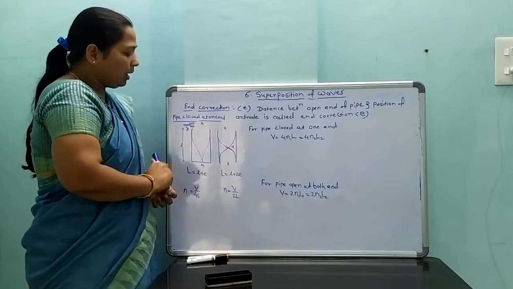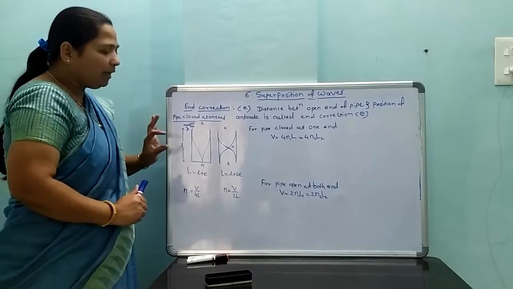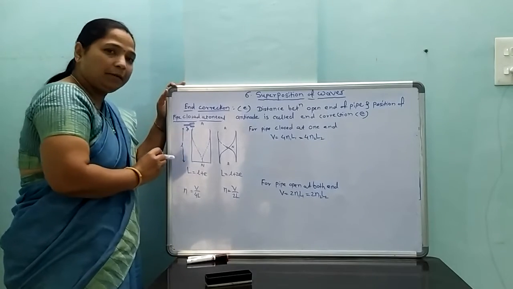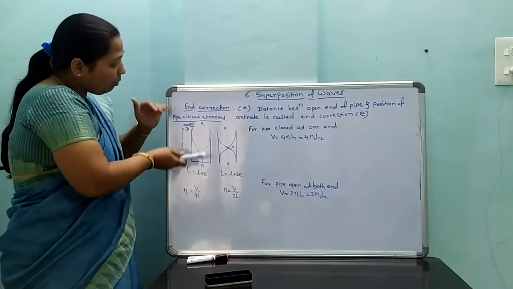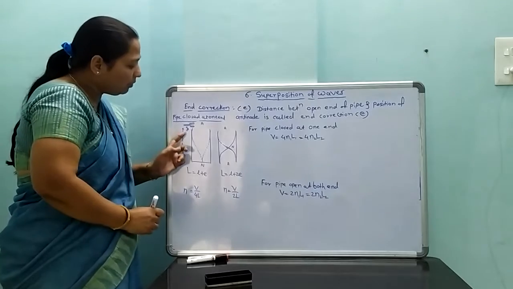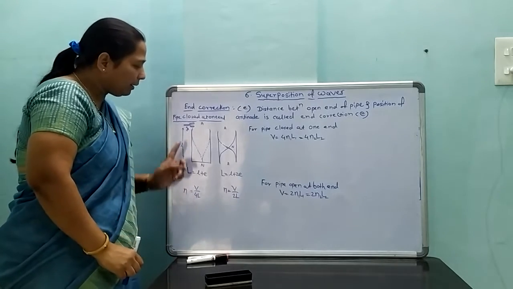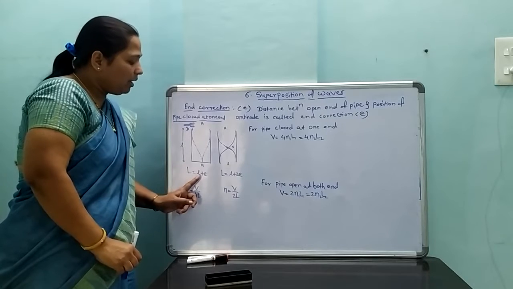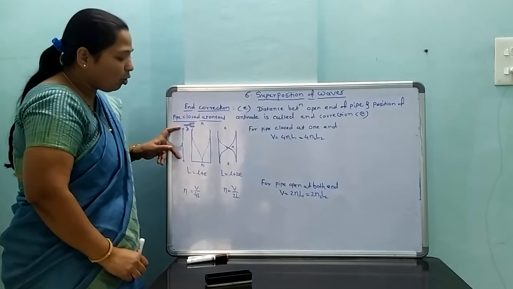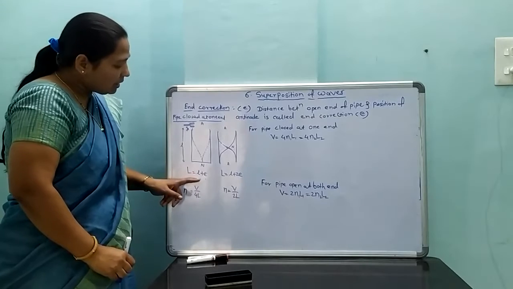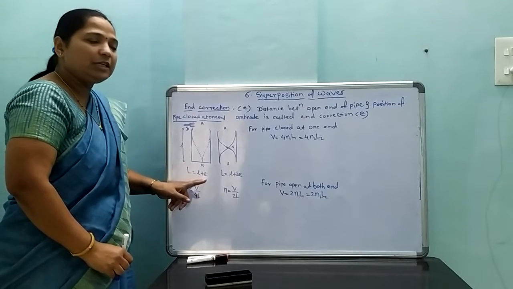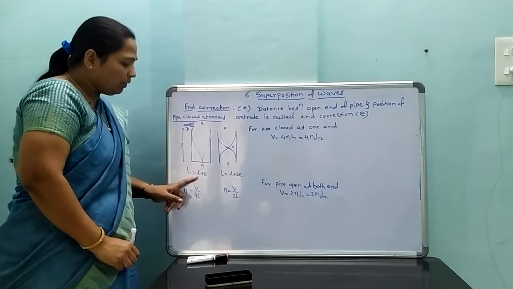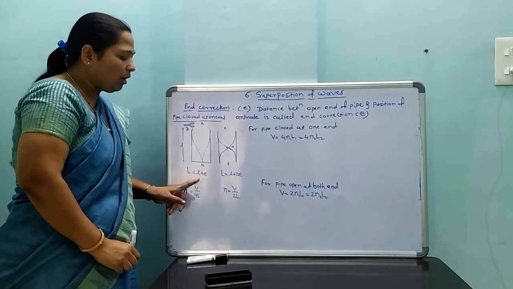End correction: in practice, the antinode is not exactly formed at the open end, but slightly above it. Therefore, the corrected length can be calculated as capital L is equal to small l, where l means the vibrating length of the air column, plus the end correction factor. E is denoted as the end correction factor. So capital L is equal to small l plus E.